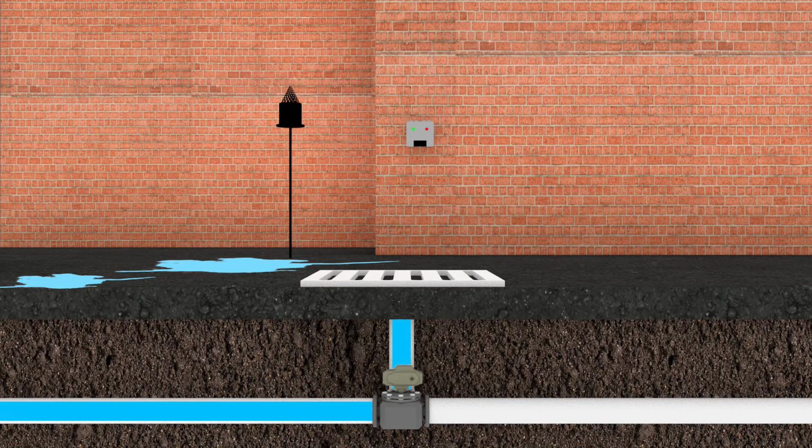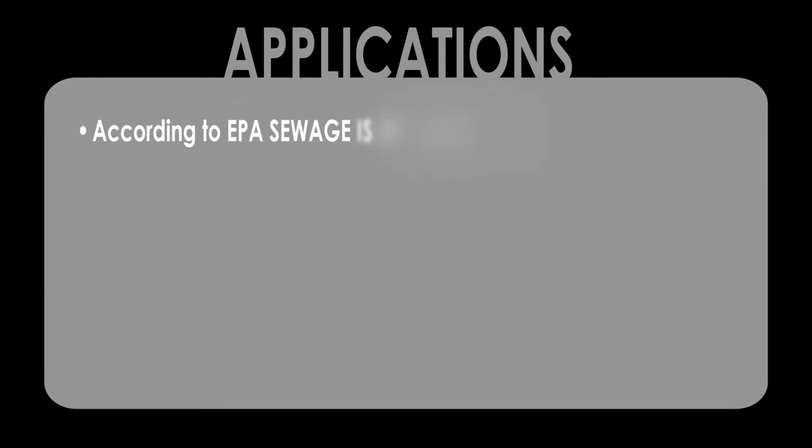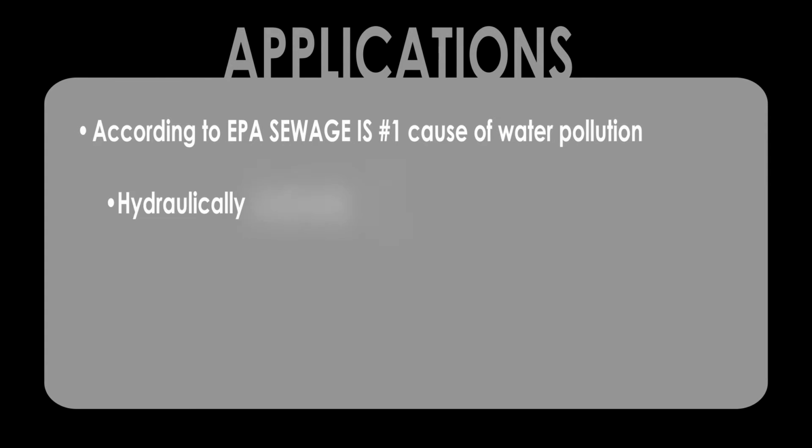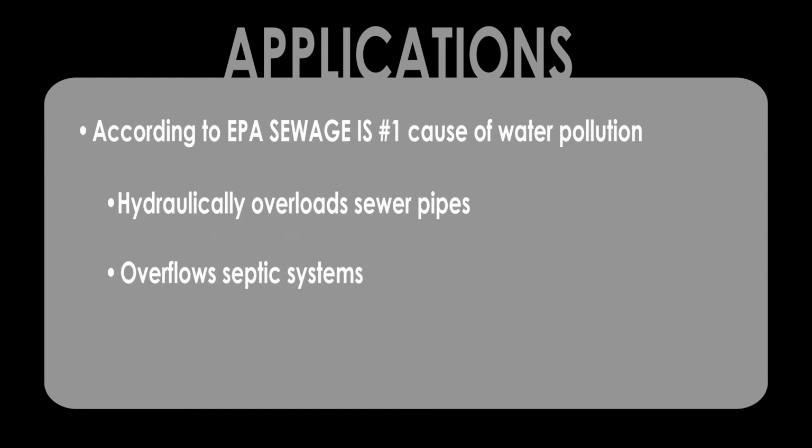ASWDS is currently being used in the following applications. According to EPA, sewage is the number one cause of water pollution. This prevents the hydraulic overloads of sewer pipes and prevents the overflow of septic systems. Treating or cleaning stormwater can be costly if preventative measures aren't put in place.